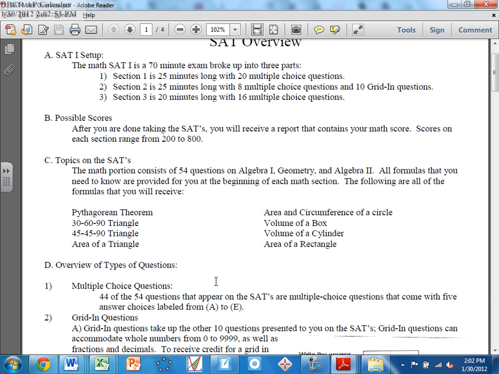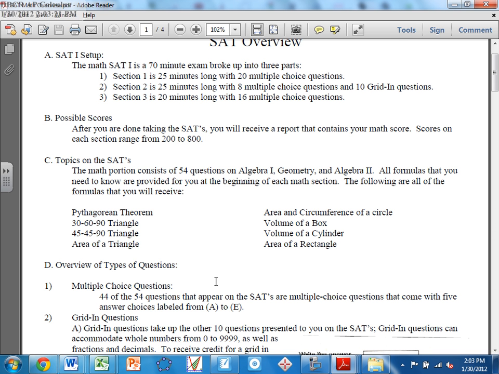Your goal here is to solve the easy ones quickly so you can save the time for the more difficult ones, because you'll need more than a minute for some of the difficult ones. The second section is also 25 minutes, but it is 8 multiple choice and 10 gridded. Remember, multiple choice, A, B, C, D, E, you just bubble in. For gridded, we'll practice going through that example. Gridded is where you have a free response and you give your answer. There are no choices. We'll talk about why you should or should not guess at different problems as well.